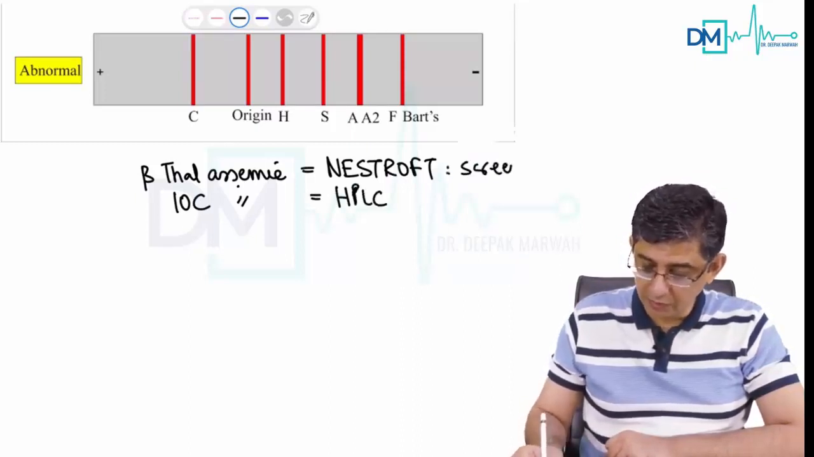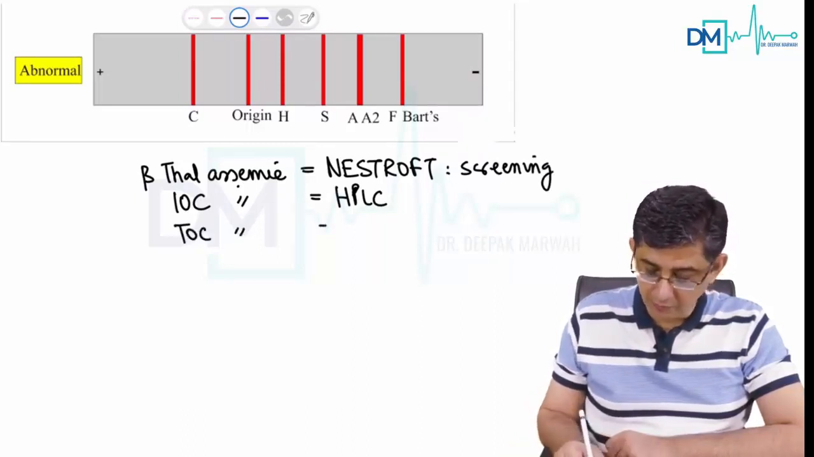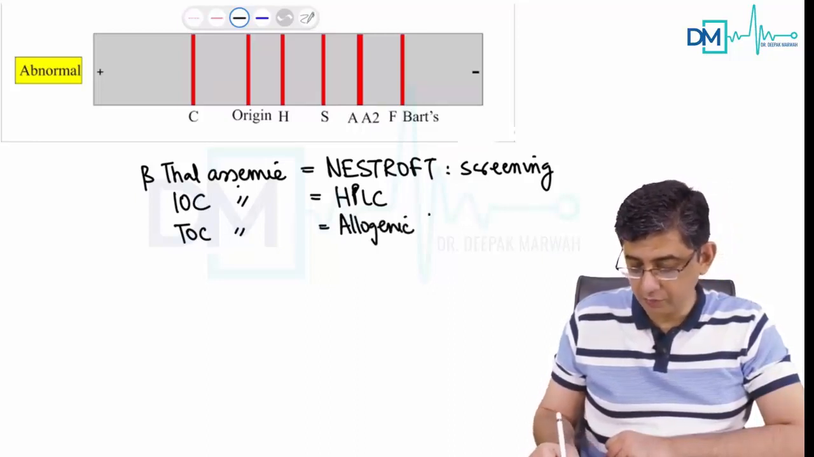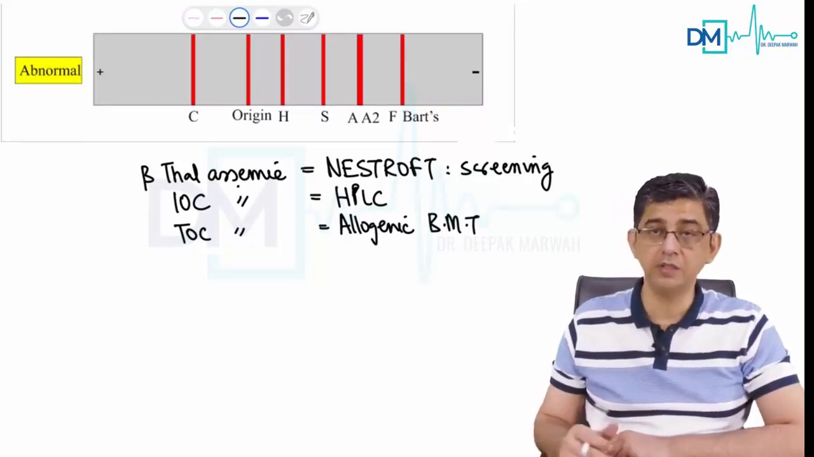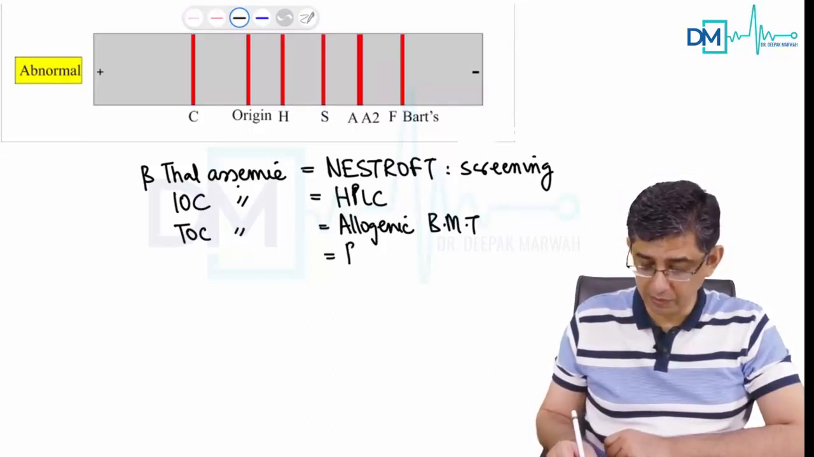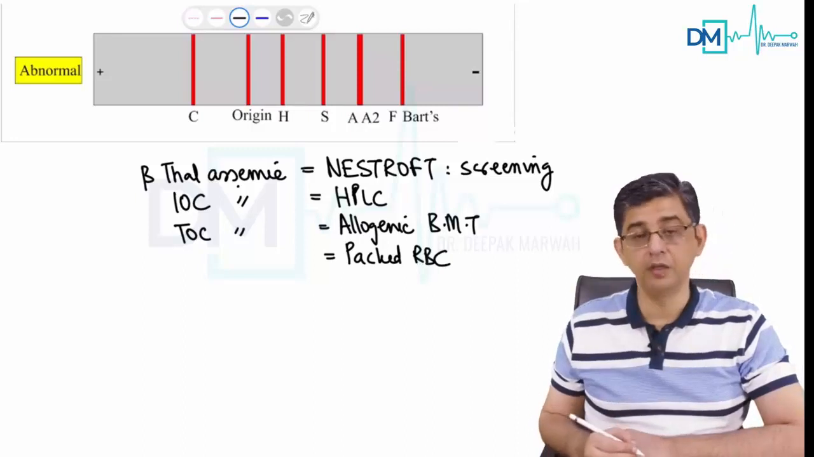If the question says, what is the treatment of choice for beta thalassemia? The answer would be given as allogenic bone marrow transplantation. But obviously for allogenic bone marrow transplantation, you need a donor, you need finances, you need facilities, and if they are not available, then for survival purposes, you will have to give packed RBCs for these particular patients.